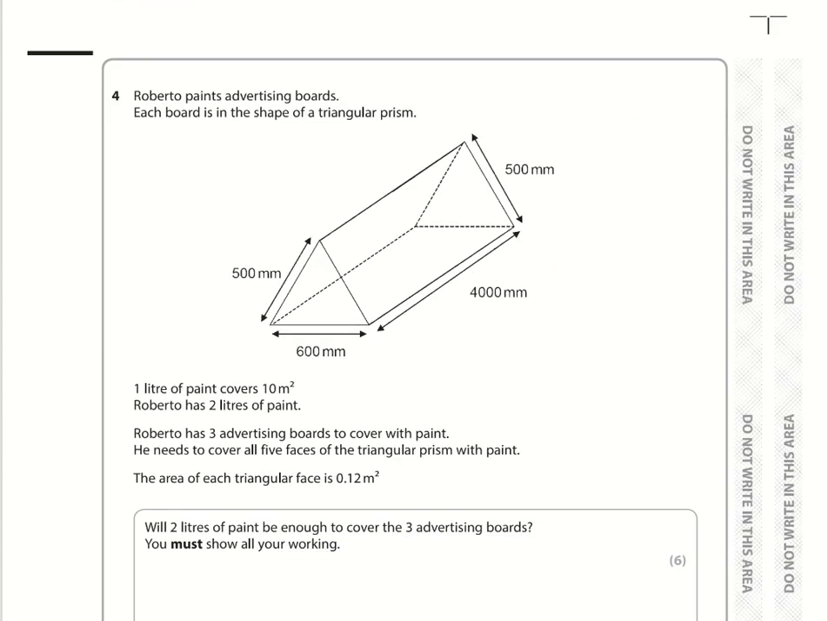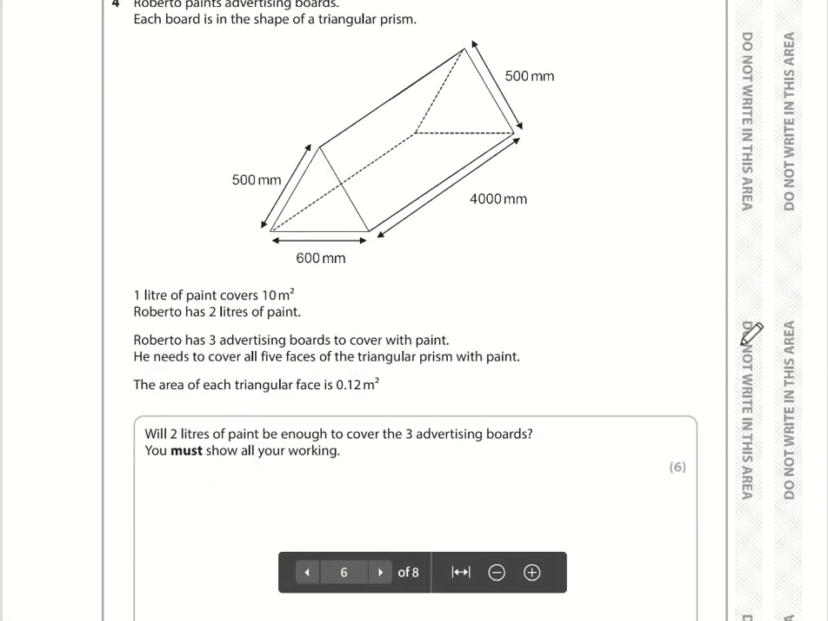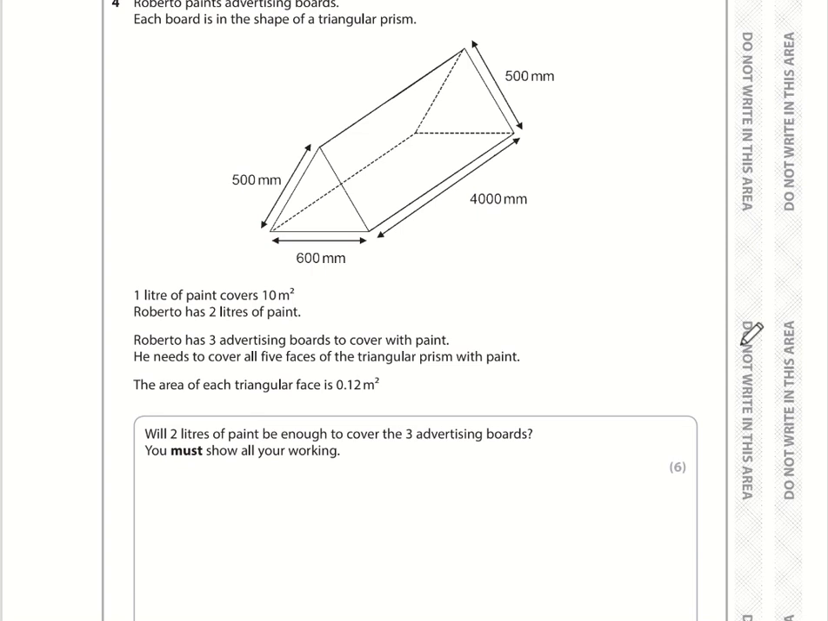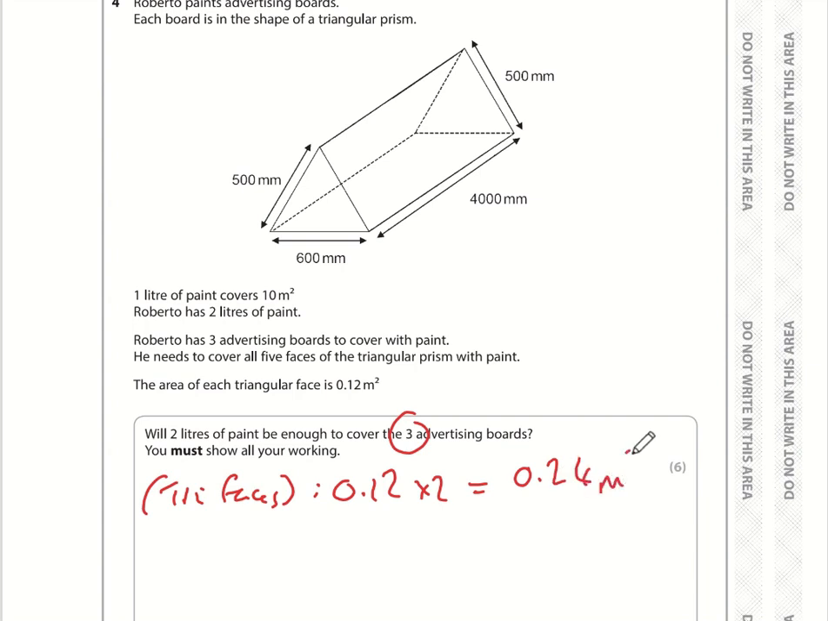Okay, moving on to question 4, which is definitely the most challenging question on this section here. So first of all, we need to work out the area of 1 advertising hoarding, and then we'll work out 3. So we know that the triangular face is 0.12. Now there are 2 triangular faces, so let's just write here tri faces. So that's 0.12 times by 2, which is 0.24 square meters.